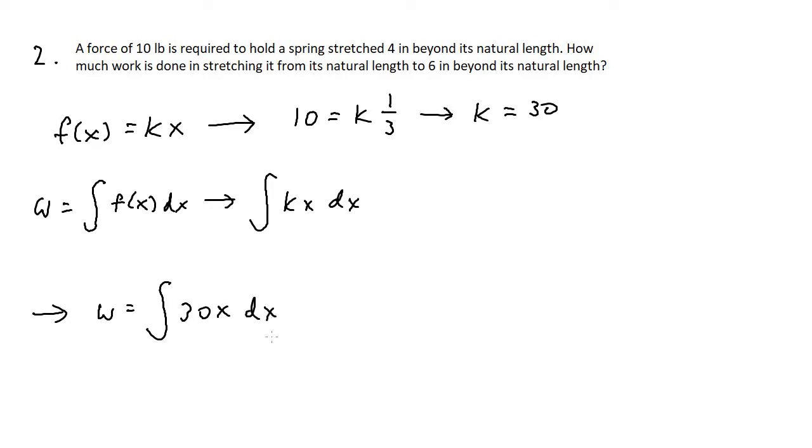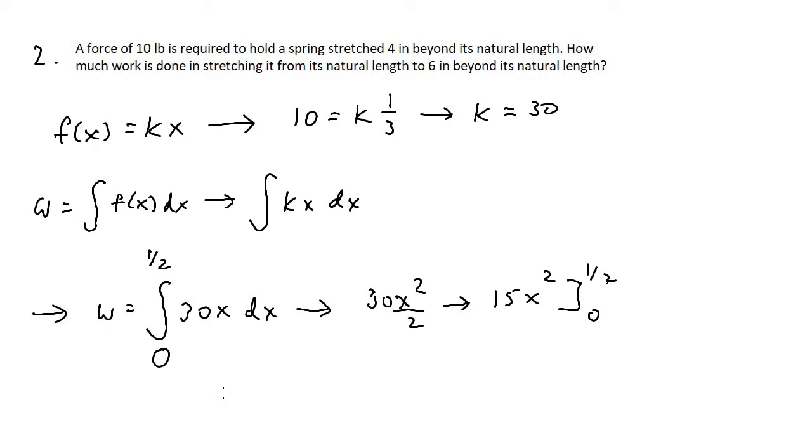For our bounds of integration, notice we're trying to stretch it from its natural length, so its natural length is basically going to be 0. And we're trying to stretch it 6 inches beyond its natural length. So we're going from 0, and now 6 inches, we need to convert that once again to feet. 6 inches is half a foot. So we're going from 0 to 1/2, the integral of 30x dx. The integral of 30x is 30x squared over 2, or 15x squared. And we're trying to evaluate from 0 to 1/2.